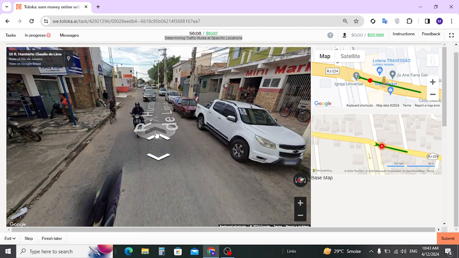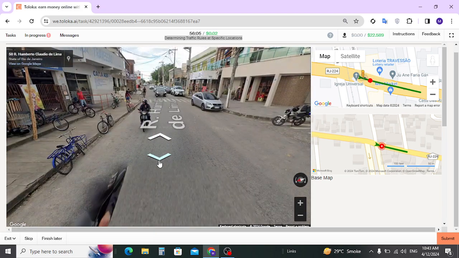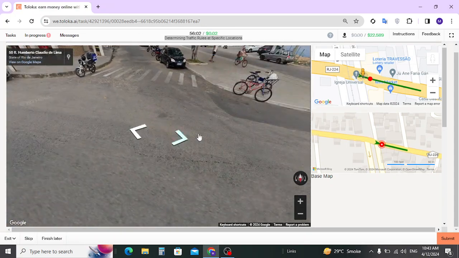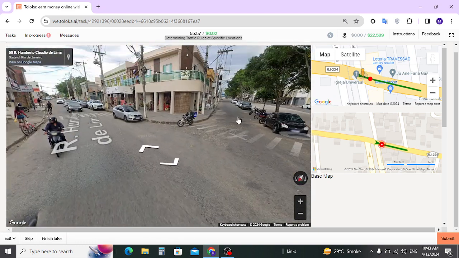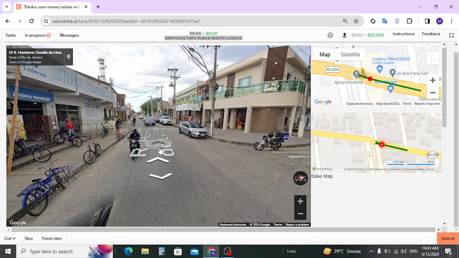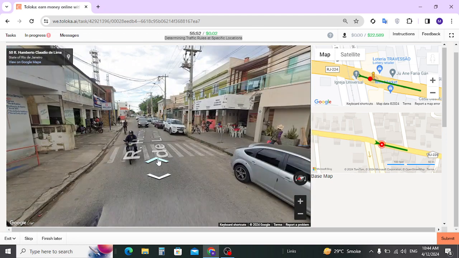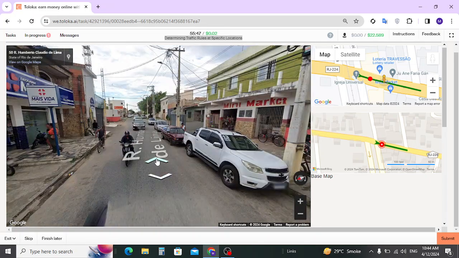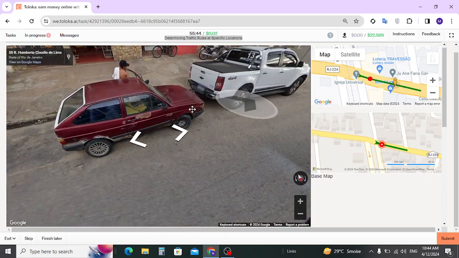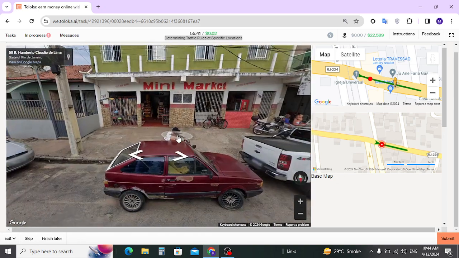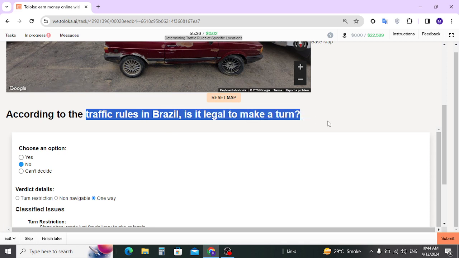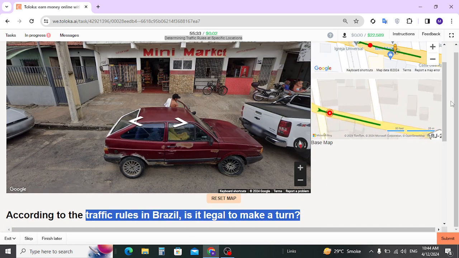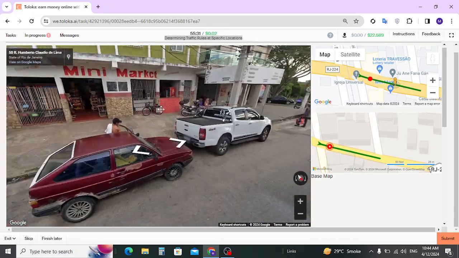So here if you see, if we go back here in practice, we should go this way, because you can see all the traffic is coming from the opposite view. If I move forward as per given on this map in this direction, actually I am moving in the wrong way. So whenever there is a wrong way indicated, according to the traffic rules in Brazil, it is legal to make a turn. Here turn is not a question anymore, because you are showing a wrong path.